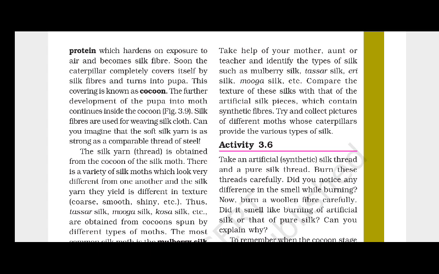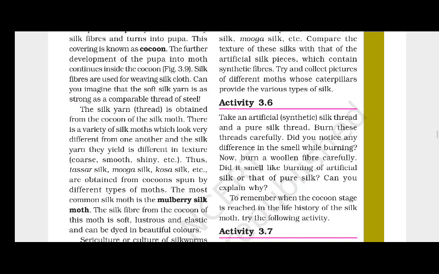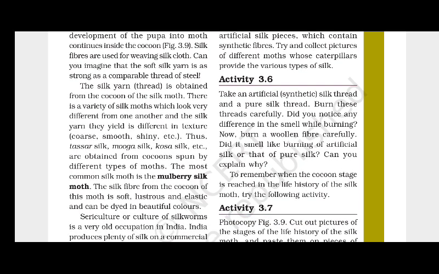There is a variety of silk moths which look very different from one another, and the silk yarn they yield is different in texture: coarse, smooth, shiny, etc. Thus, tussar silk, moga silk, kosa silk, etc. are obtained from cocoons spun by different types of moths. The most common silk moth is the mulberry silk moth. The silk fiber from the cocoon of this moth is soft, lustrous and elastic and can be dyed in beautiful colors.